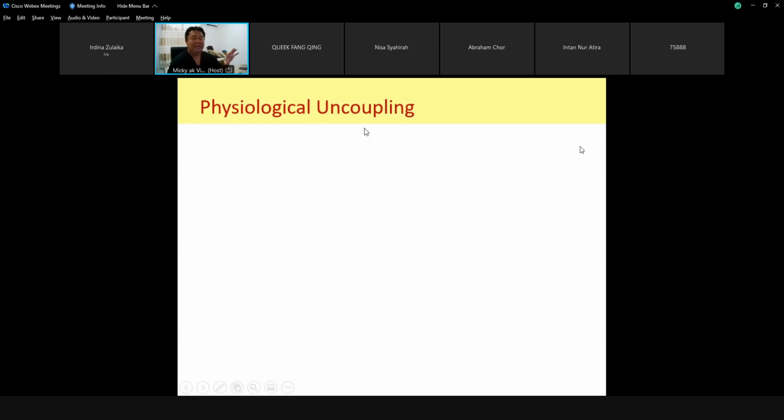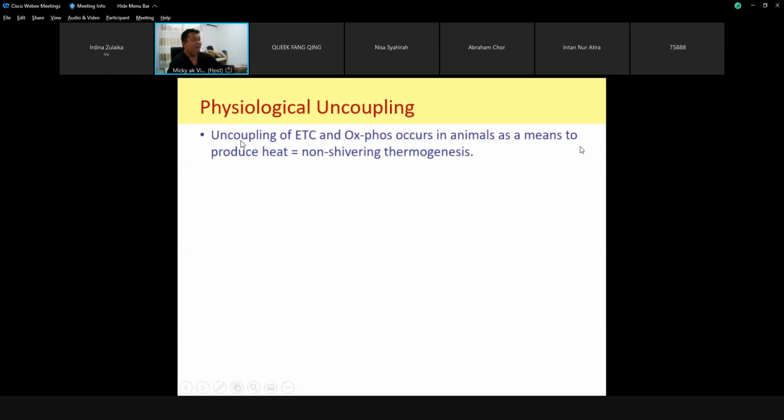Only that this is controlled. Because this is controlled, what happens is that badan memang kan tetap panas sedikit, but it will not go up to like 40 degree. So nobody will die lah. Okay. Uncoupling of ETC and the oxidative phosphorylation can also occur naturally. Okay, now this happens as a means to produce heat.